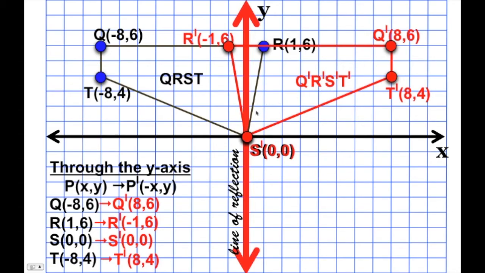As you can see, if we start with our point Q, Q is 8 spaces away from our line of reflection. Q prime is 8 spaces away from our line of reflection on the other side. R is 1 space away from the line of reflection. R prime is 1 space away on the other side. And the same can be said about our point T and T prime. S is the only point that didn't change its location. So S prime is also at 0, 0.